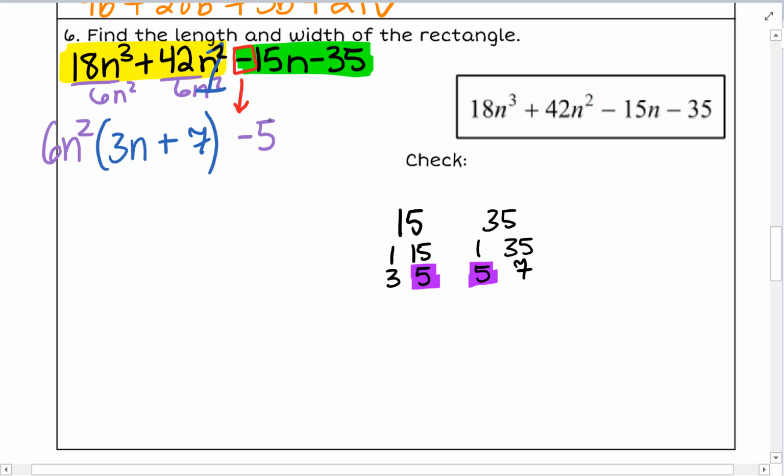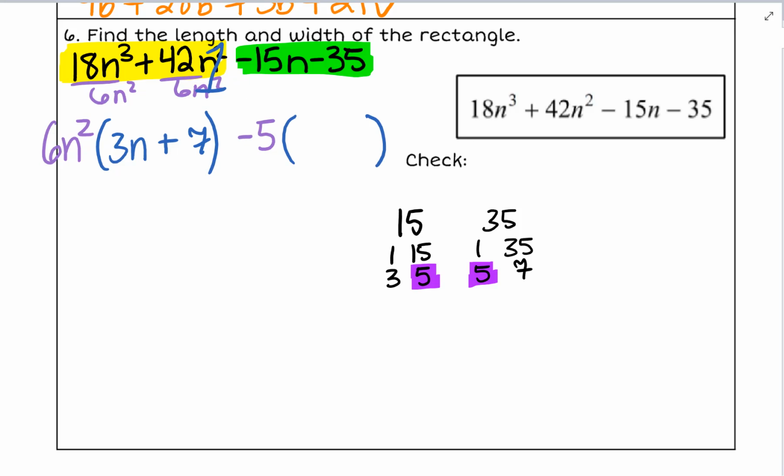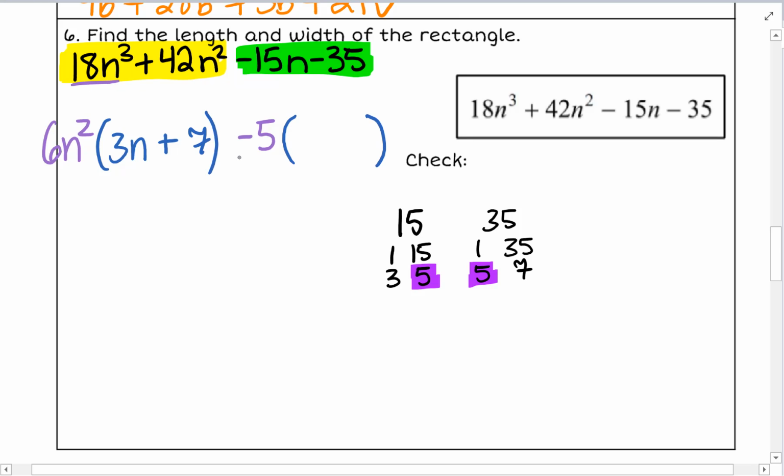This is weird. Be careful. This subtraction changes some things. So we're going to divide each of these terms by their GCF, which is negative 5. Negative 15n divided by negative 5 is positive 3n. Negative 35 divided by negative 5 is positive 7. And that's the very tricky thing to remember, that if this sign is a negative, it has to stay, which will change the sign of your length portion.